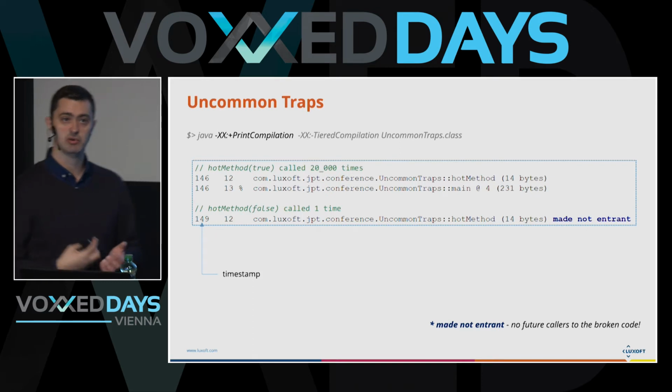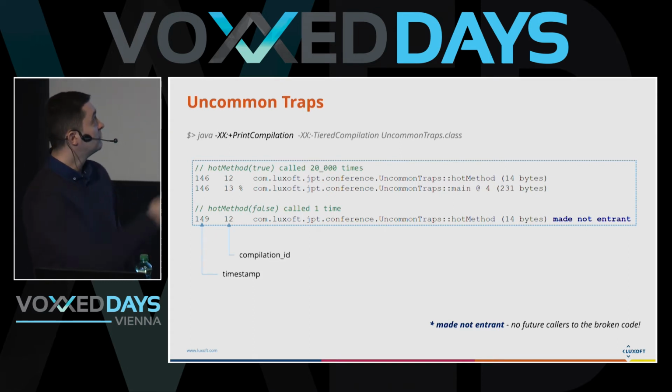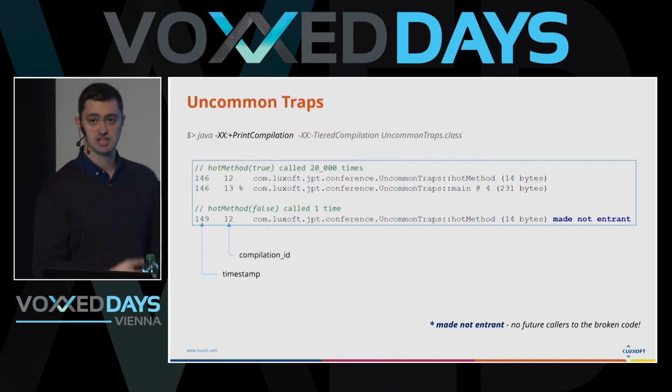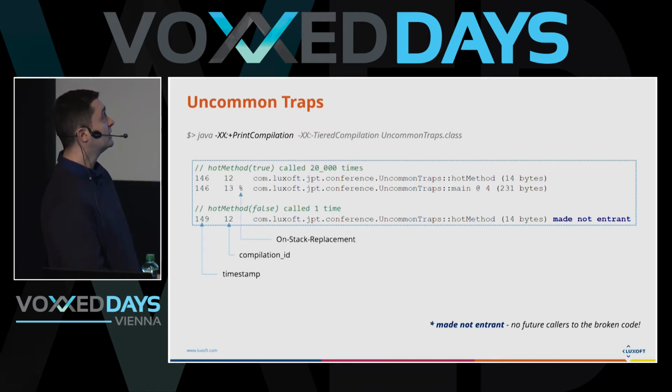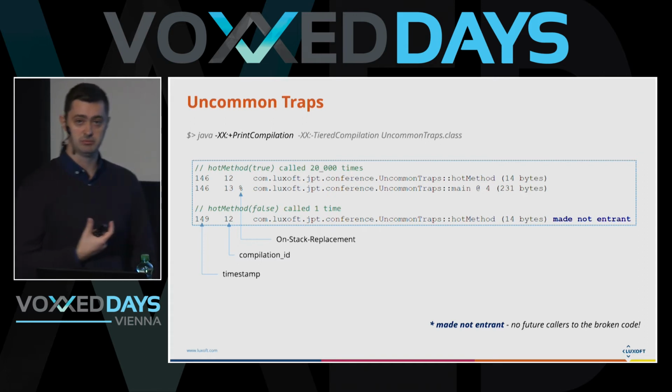It's mainly the number of milliseconds since the JVM has started. The second one, it's mainly a compilation ID for the just-in-time compiler. The third one, that percentage, it stands for on-stack replacement.